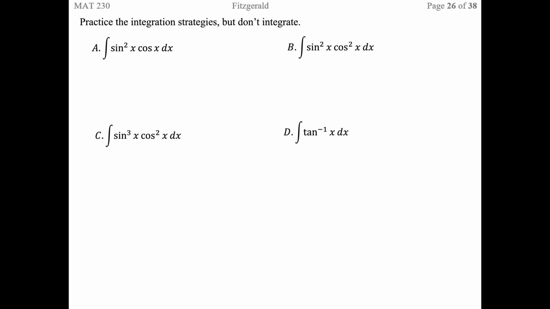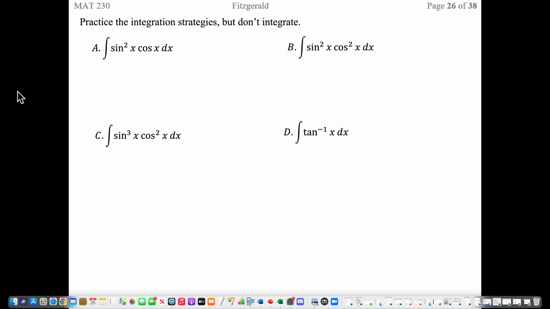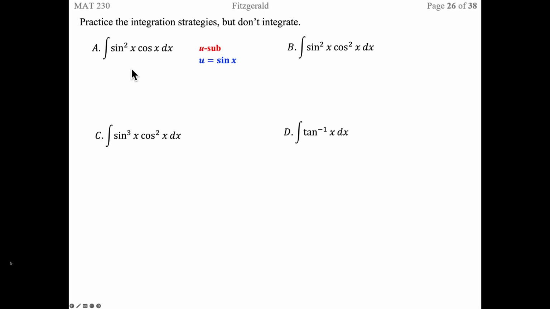Right, so for these next few examples, we're just going to set up our integration strategies, but I don't want you to integrate them. Looking at our first one, definitely a u substitution is going to happen right here. We're going to have u be our sine of x. That way our cosine x dx will be part of our du. The derivative of sine of x is cosine x dx. So this will integrate u squared du.